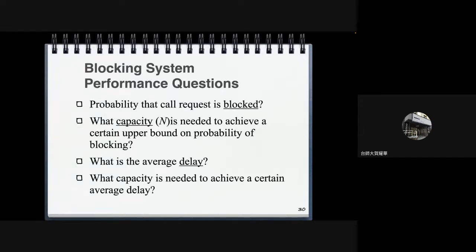So in a blocking system, the performance question is the probability that calls get blocked, or what capacity N is needed to achieve a certain upper bound on the probability of blocking. If I want to get blocking of 50%, 80%, what capacity do I need to design the system? Another thing is the average delay, meaning the delay that a person making a call waits to actually get connected. What is the average delay? And what capacity N is needed to achieve a certain average delay?